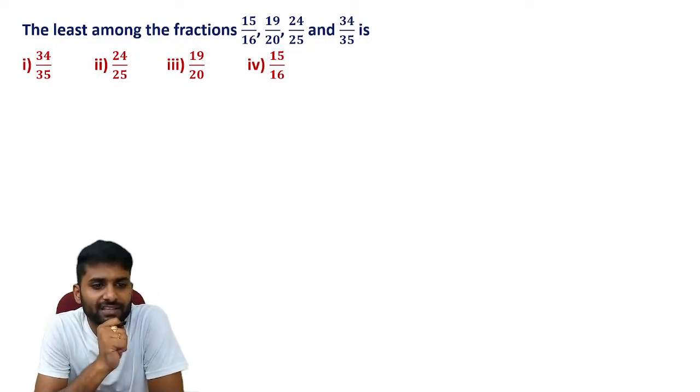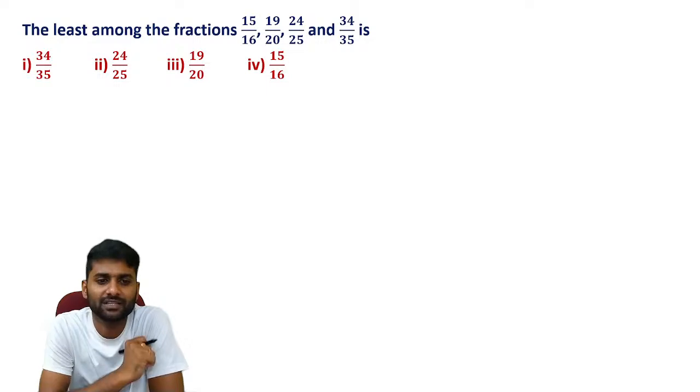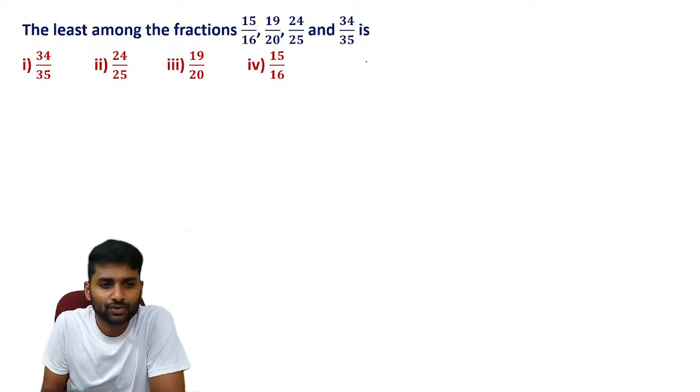Now see this question: find the least among the fractions 15/16, 19/20, 24/25, 34/35. Let's go through the simplification here. 15/16, 19/20.